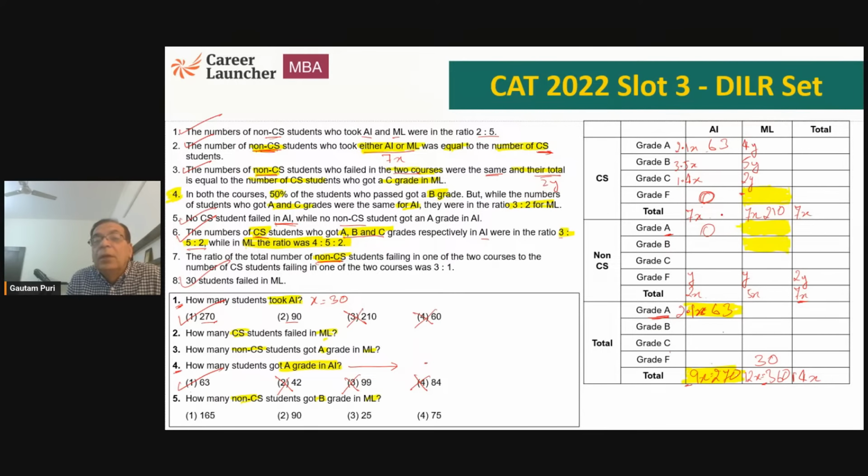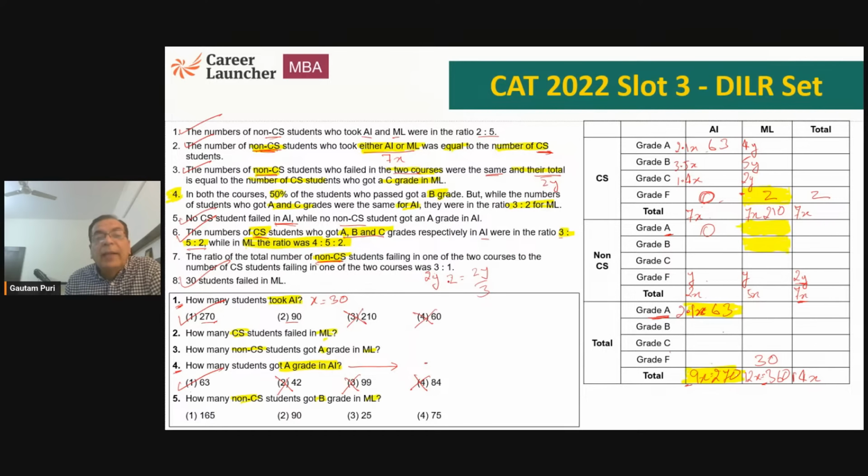We are looking at this one. The ratio of non-CS students failing in one of the 2 courses, 2y, this is this number 2y. y plus y, 2y. This is the total number of students, to the number of CS students failing in one of the 2 courses. If I say this is Z, this will also be Z. Why? Because this is 0. So 2y is to Z. But what will Z be equal to? Z will be equal to 2y by 3. Z has to be 1/3 of 2y.